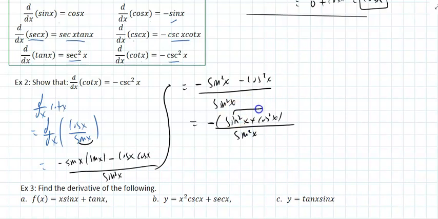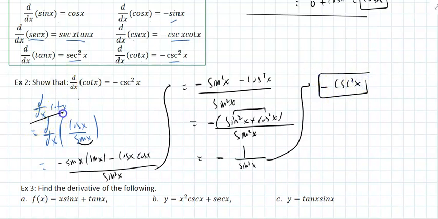And this is the most famous identity, the Pythagorean identity. Sine squared of an angle plus cosine squared of an angle is 1. And what do we know? We know that 1 over sine squared is the cosecant squared of x. So the derivative of cotangent is negative cosecant squared of x.